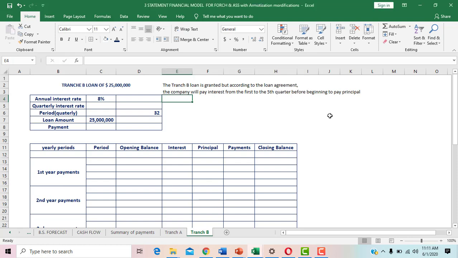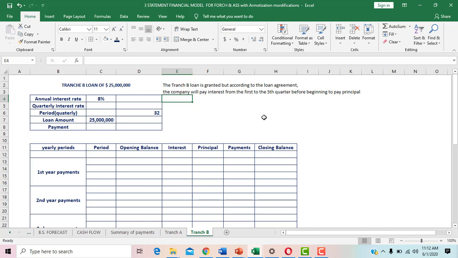However, it should be noted that from the first to the fifth quarter of this loan, the company will be required to pay just the interest. Then from the sixth quarter right up to the 32nd quarter, the company will be required to pay interest as well as principal of the loan. To get things started, let us calculate the payment to be made.